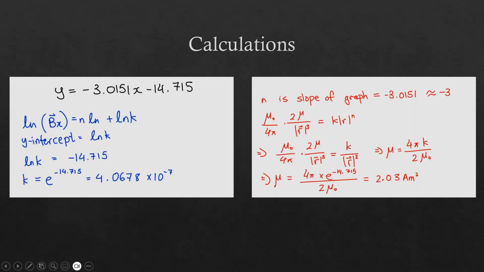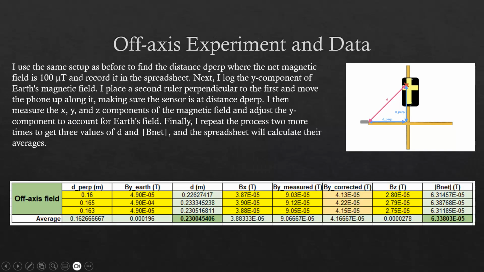So for the calculation, we derive this equation from the graph: ln Bx equals n ln r plus ln k. The y-intercept is ln k, which equals minus 14.715. From that, we can find the value of k to be 4.067 times 10 to the power of negative 7. Then n is the slope of the graph, which is minus 3.0151, which is approximately minus 3. Then we use the magnetic dipole formula to find the value of mu, which is 2.03.